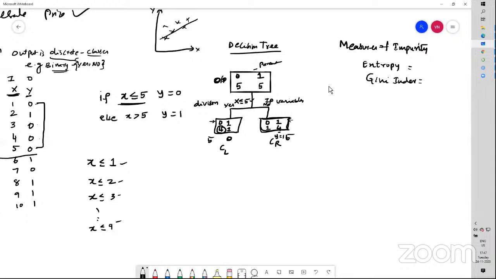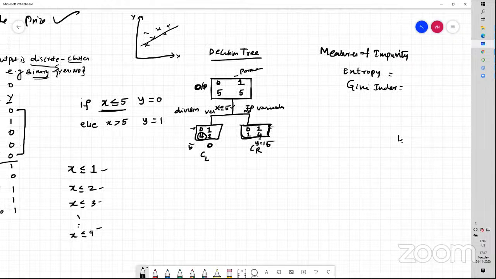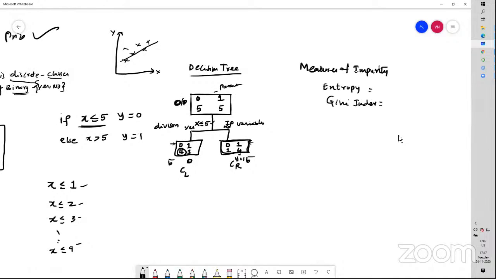So what is entropy? Entropy is measured as negative sigma pi log pi to the base 2, where i is equal to 1 to k, and k is the number of classes. Then what is Gini? Gini is 1 minus sigma pi square. So this is the Gini index.